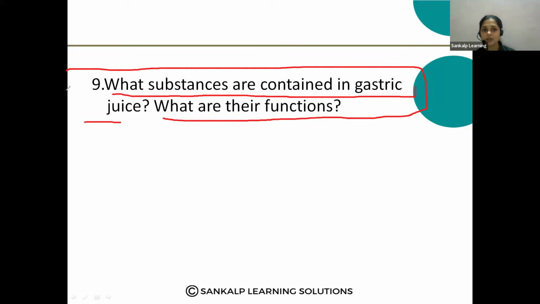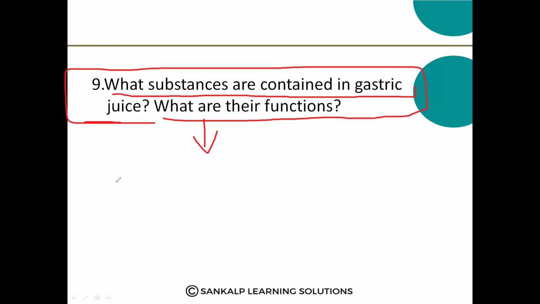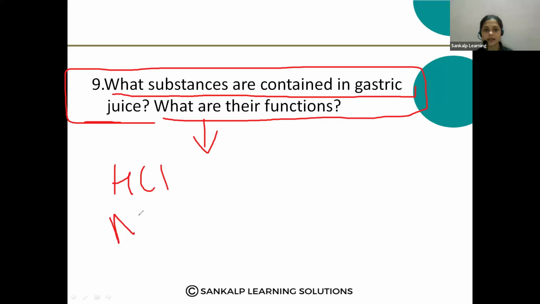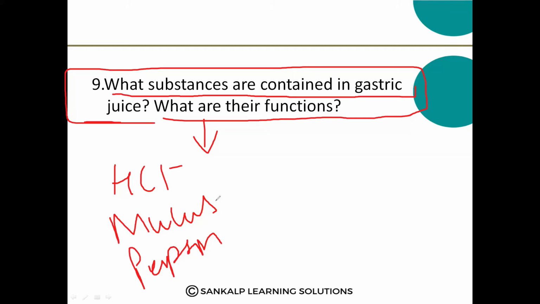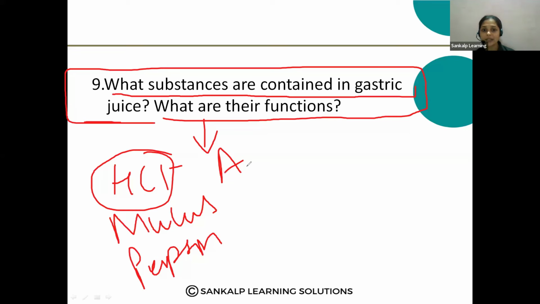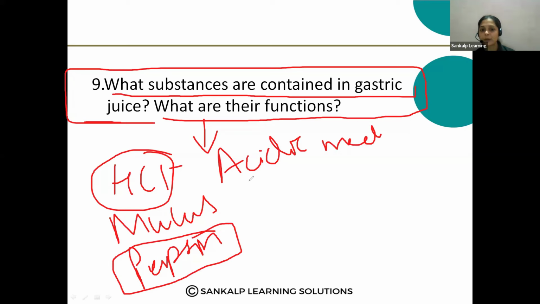Very important question. So many times this question is asked. What substances are contained in the gastric juice? HCl, mucus, and pepsin. Yes, very good. What is the function of the HCl? To kill the microorganisms present in the food. No, this HCl provides the acidic medium for the functioning of the pepsin. Pepsin will function when the acidic medium is there. This is the enzyme, right?